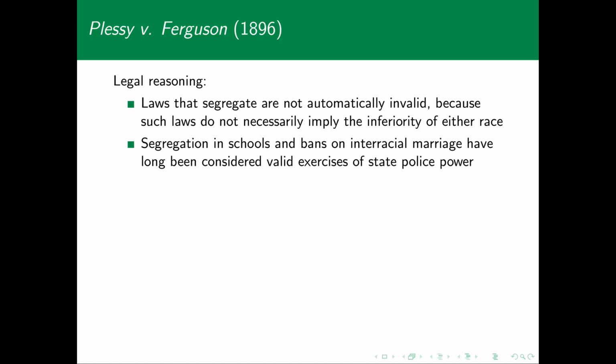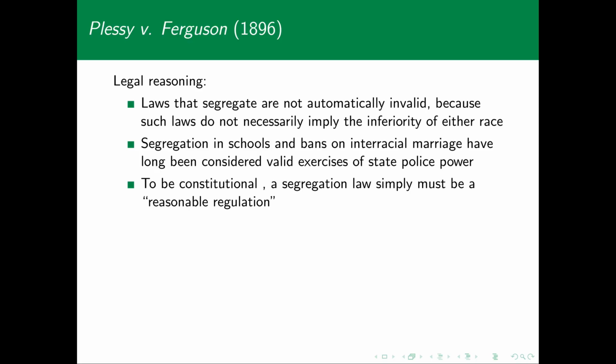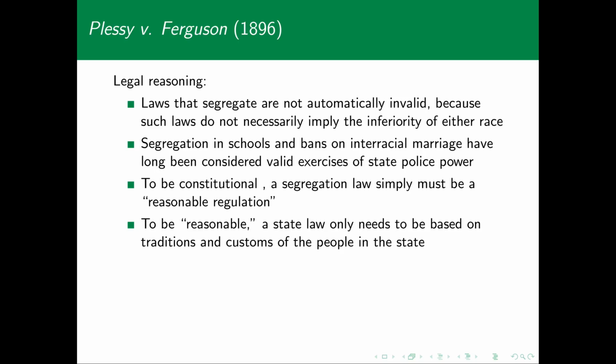So to be constitutional, a segregation law, or one that discriminates on some characteristic, it only needs to be a reasonable regulation. See, this is sort of the groundwork for the rational basis test, kind of, but they're saying because there was no sort of heightened scrutiny here, it just needs to be a reasonable regulation. And what they mean here by reasonable is it needs to be based on traditions and customs of the people in the state. So provided that the people and the traditions of the state want there to be segregation, segregation shall be legal in those places.